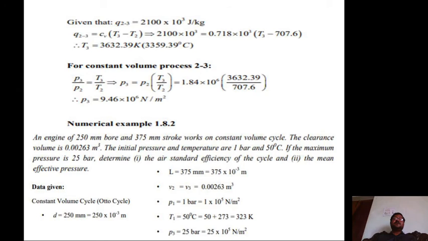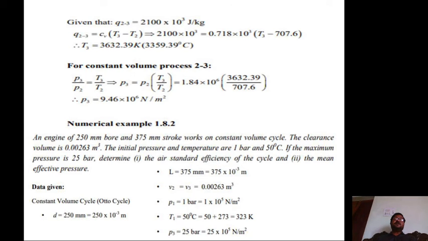Given that Q2 to 3 is 2100 kilojoules per kg Kelvin, 2 to 3 is Cp T3 minus T2. From there, 2100 into 10 to the power of 3 equals Cv, whose value is 0.718 for air, into 10 to the power of 3, times T3 minus T2, which we calculated just now. T3 is 3632.39 Kelvin. This is the maximum temperature you calculated.